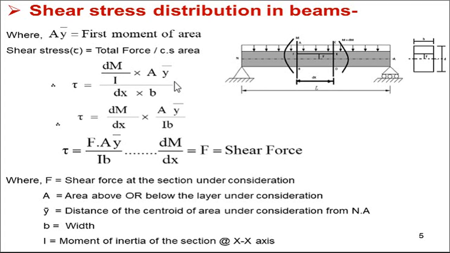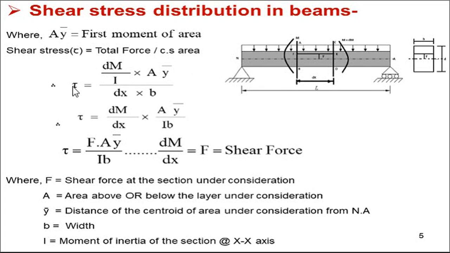So here A y bar is the first moment of area. Already in the first lecture we went through the first moment of area and second moment of area. In that case we determined that the first moment of area is area multiplied by y bar. That y bar is the distance of the centroid of that area from the neutral axis.